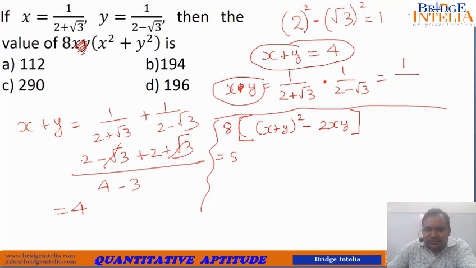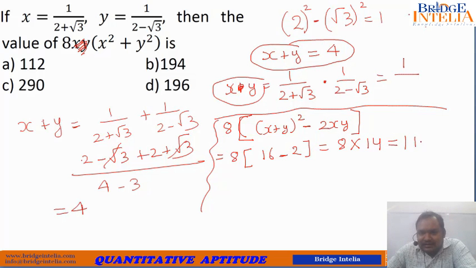So let's do that. So 8 into, now what is x plus y? x plus y is equal to 4. So 4 square, 16, minus 2xy. xy is equal to 1. So 16 minus 2. So it is actually equal to 8 into 14. So what is 8 times 14? 8s are 112. So this is the correct answer.